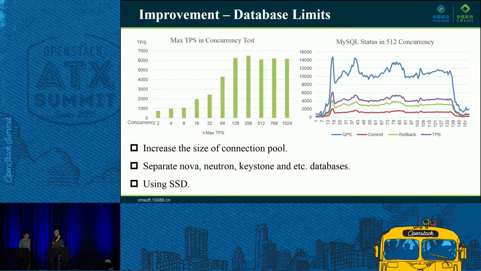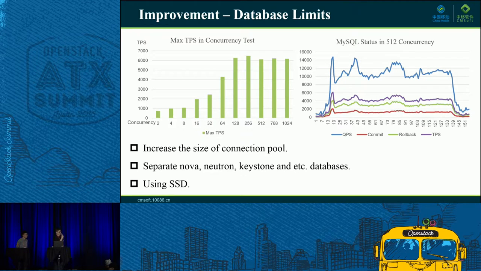The right figure shows the timeline of the whole 512 concurrency. You can see that almost all the time the TPS reaches more than 5,000. So the pressure of database is very high.